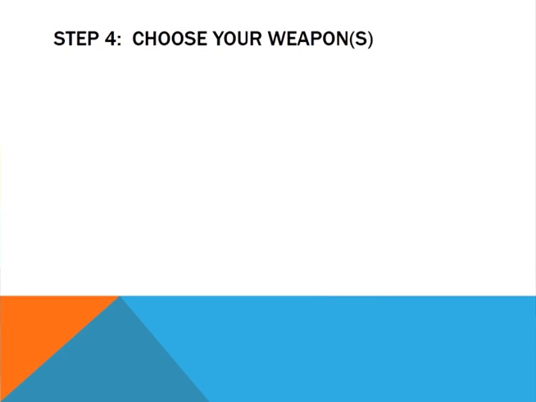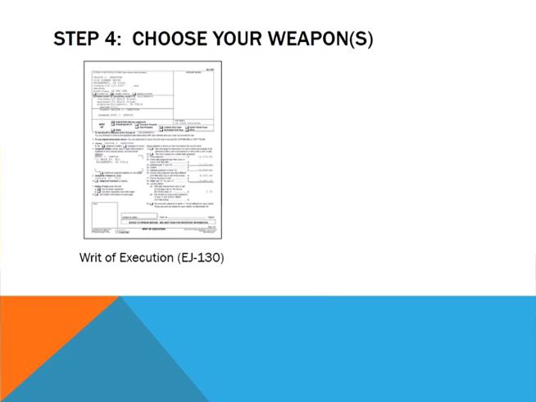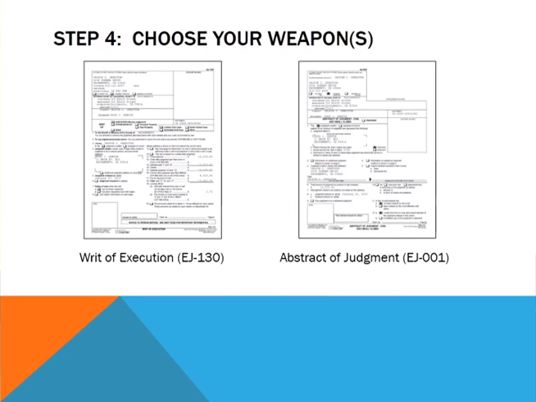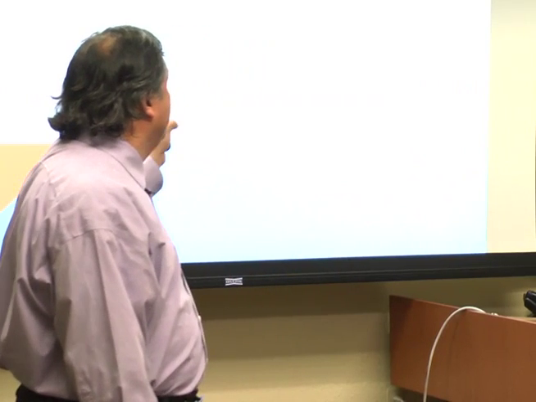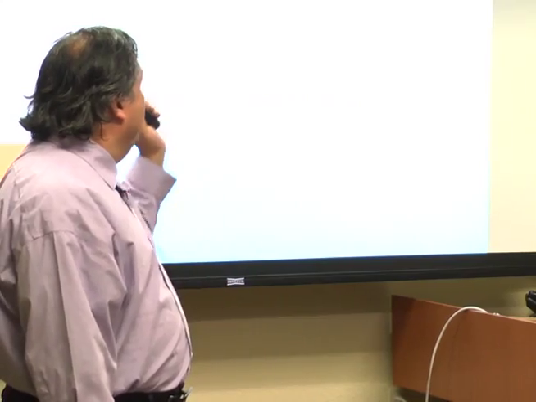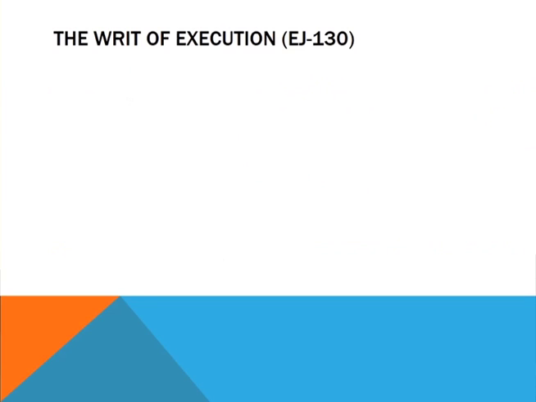Once you know what you're going to collect against, you need to choose the way you're going to collect. The primary tools that you're going to have are the writ of execution or the abstract of judgment. The writ of execution is the most versatile. The abstract of judgment is going to be used to create liens against real property. So let's start with the writ of execution.